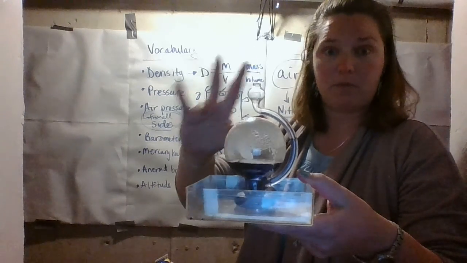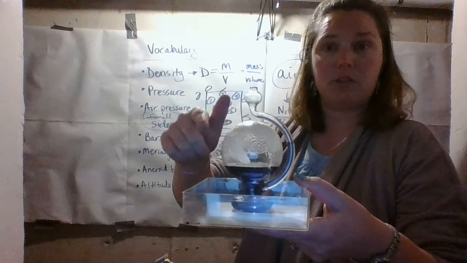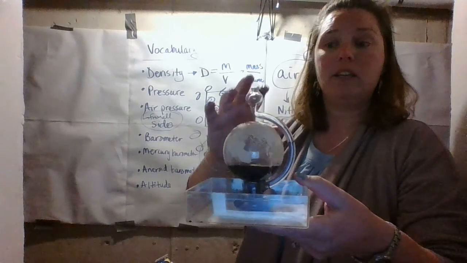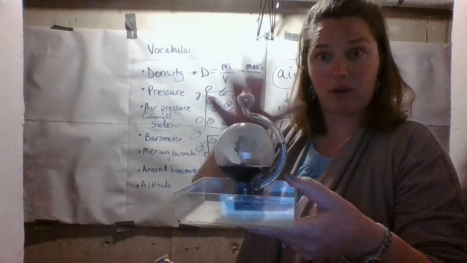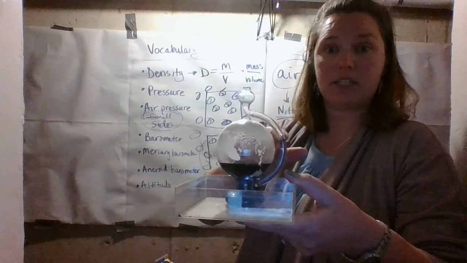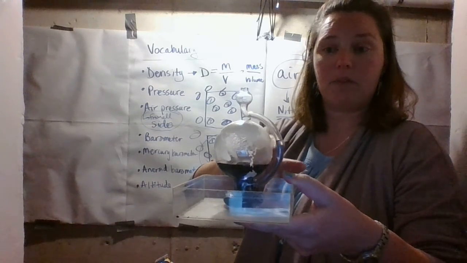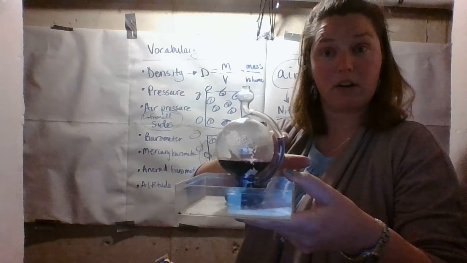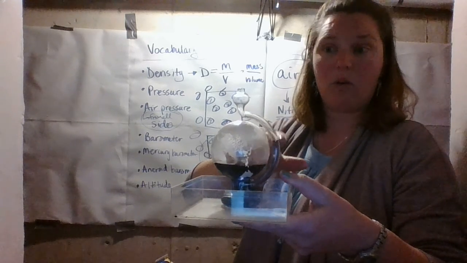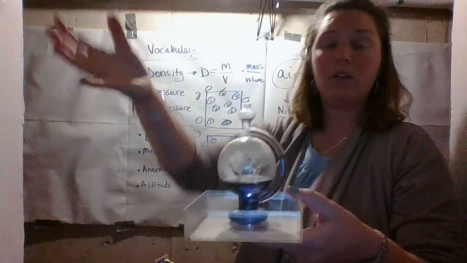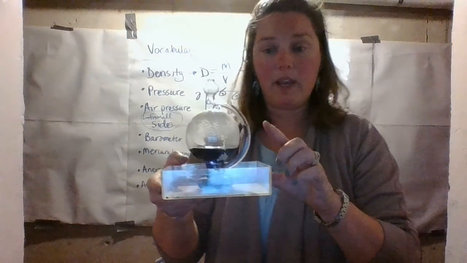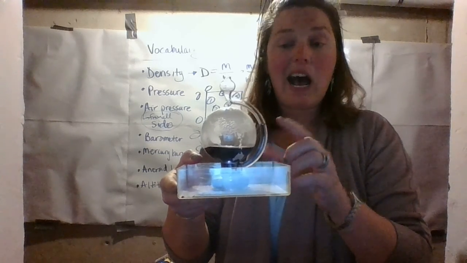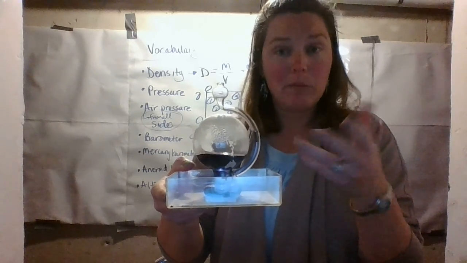And when I flipped it up right side up, this air is what is being acted on to expand and contract. And so the air pressure around the outside is causing this column of water to go down or up, depending upon what the air pressure is around it. So for right now, we actually have high, medium pressure.